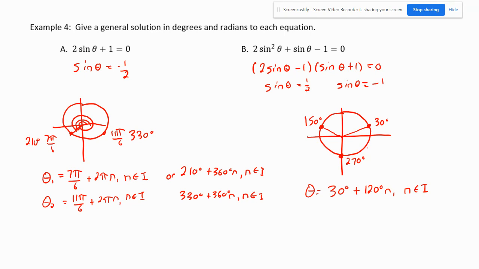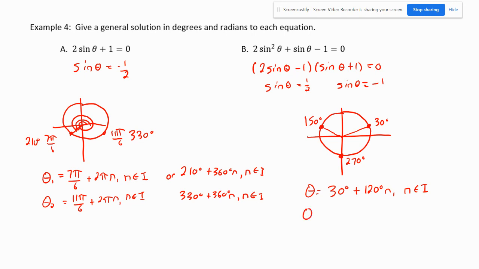If I add 120 again, it would take me to 390, which is the next coterminal angle for this guy over here. And if I add 120 again, it would take me to 510, which is the next coterminal angle here, and so forth. So the pattern here is these three angles are all 120 degrees apart. So I can simplify this and make a simpler general solution written like this.